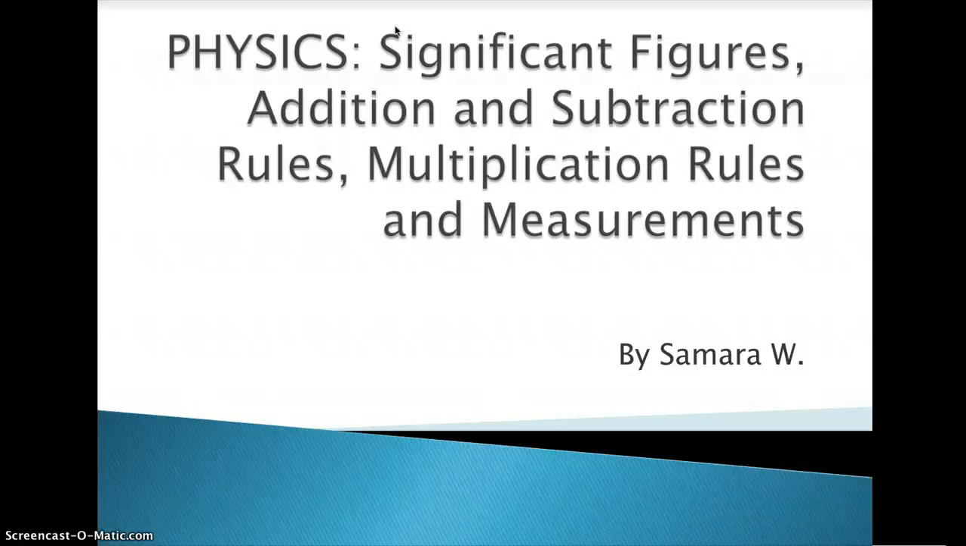Hi, I'm Samara W, and today I'm going to be discussing significant figures, addition and subtraction rules, multiplication rules, and measurements.